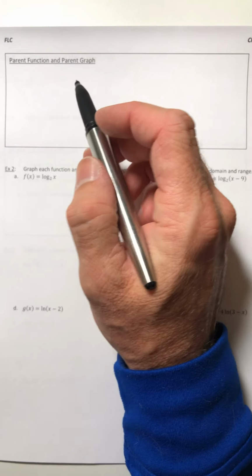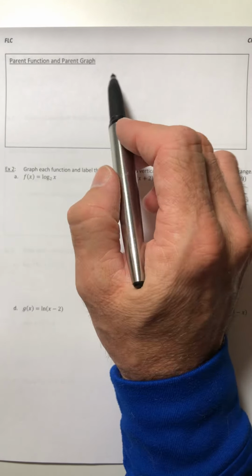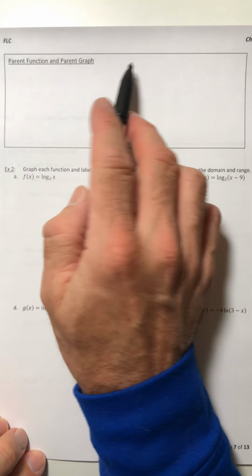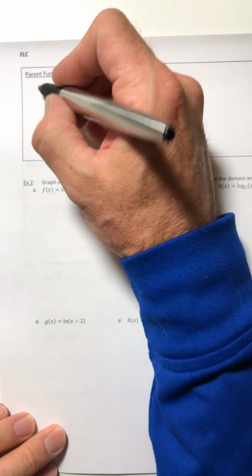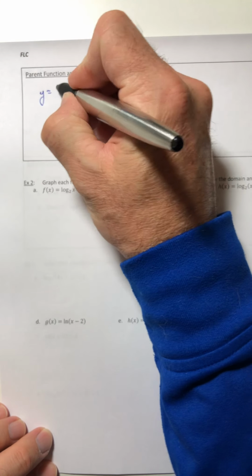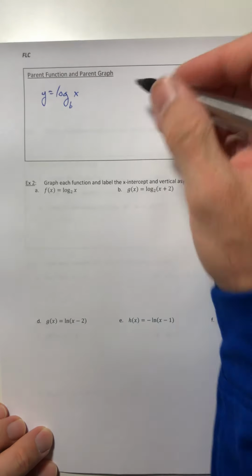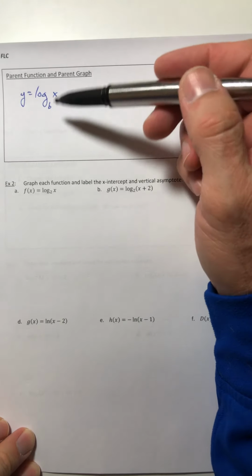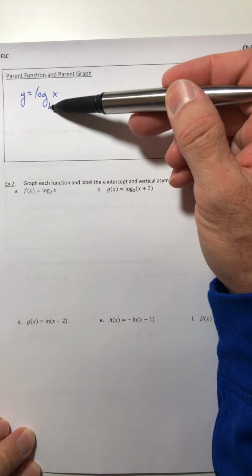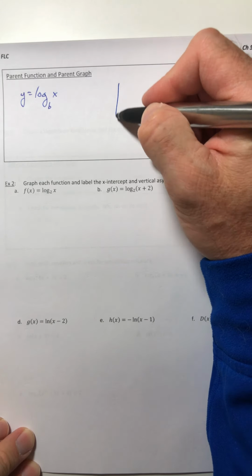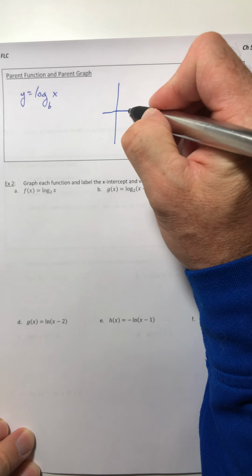So now that you've had a bunch of practice evaluating logs, let's go ahead and look at the graph of a logarithm. So just like the other functions, there's a parent function and a parent graph. So the parent function is y equals log base b of x. So when you graph these things, there's going to be some number in for the b. And we'll see what happens when it's in there.